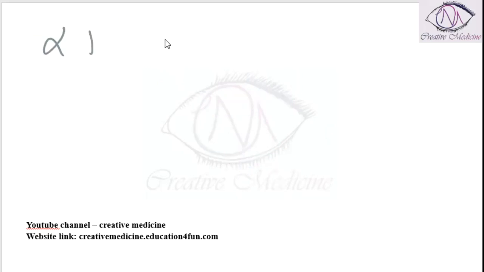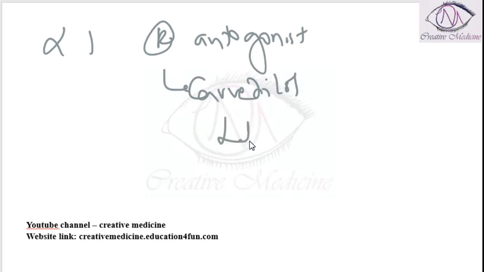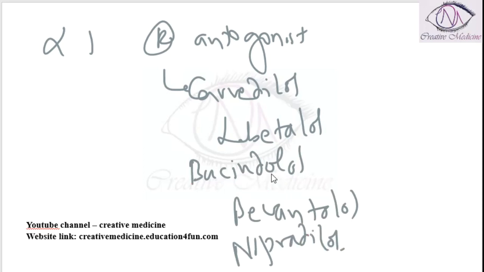Then we have alpha 1 receptor antagonists. Alpha 1 receptor antagonists include carvedilol, labetalol, then we have bucindolol, then we have bivantolol or nipradilol. So alpha 1 receptor antagonists are carvedilol, labetalol, bucindolol, bivantolol and nipradilol.